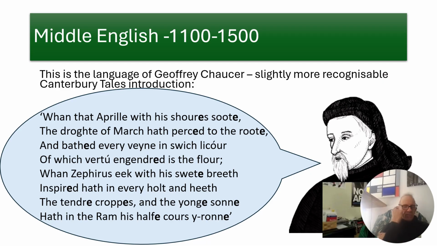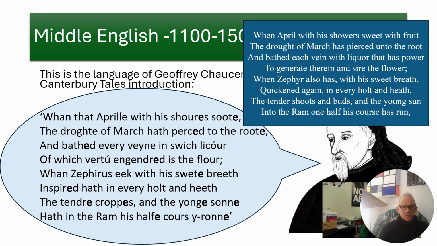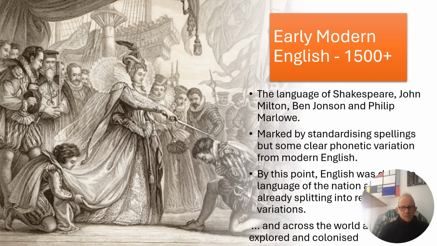So Middle English is 1100 to 1500. Now this is the language of Geoffrey Chaucer, of course. And there you see the introduction to the Canterbury Tales. What's that in translation? It's not letting me go back, but sufficient to say that was the language of Geoffrey Chaucer. And then we move on to early modern English, which is really 1500 plus.